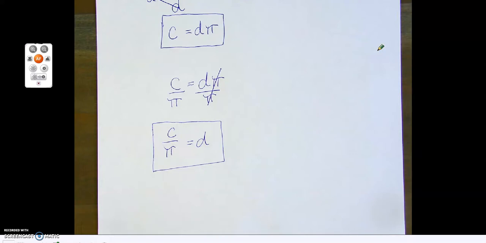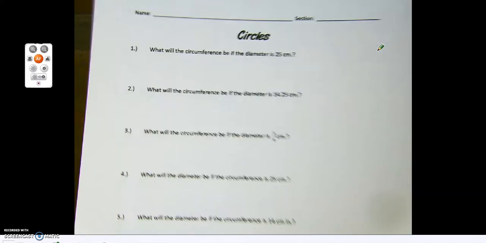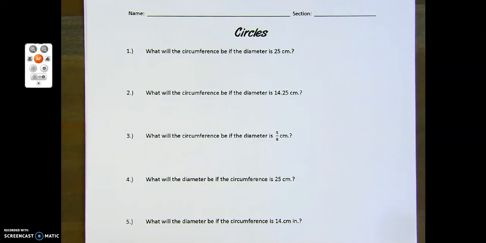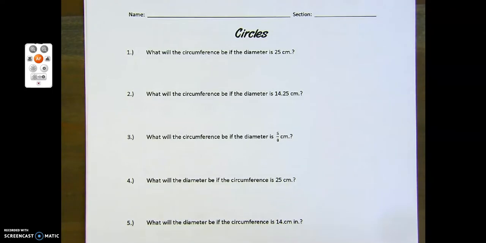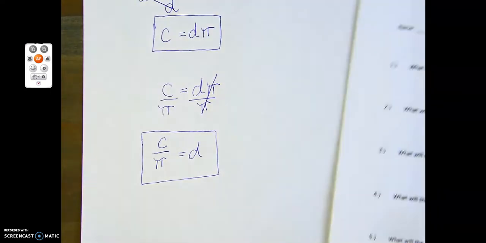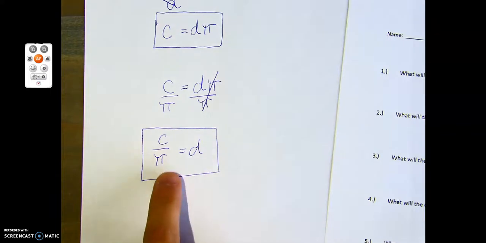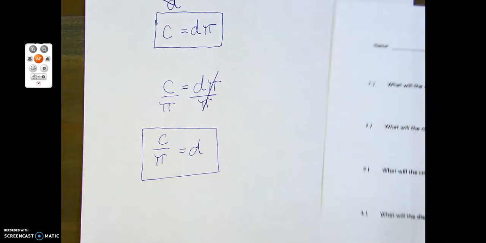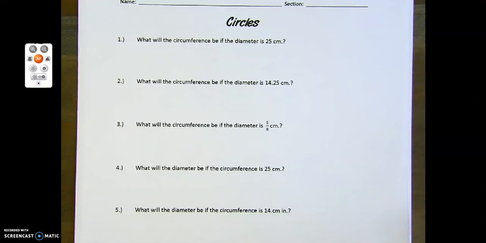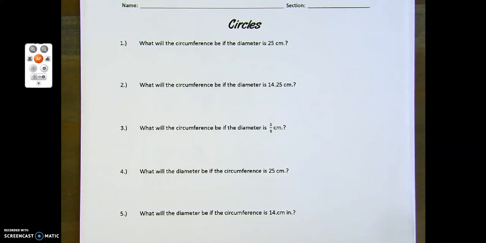Actually, let me stick with that because I printed it up. So this is where I'm going to have you practice a little bit of these formulas that we've just kind of discovered. Okay, this one right here for circumference, and this one right here for diameter. And this homework assignment's got 6 questions. And what I'd like you guys to do is follow that 3-step process that we used to use in the algebra unit.